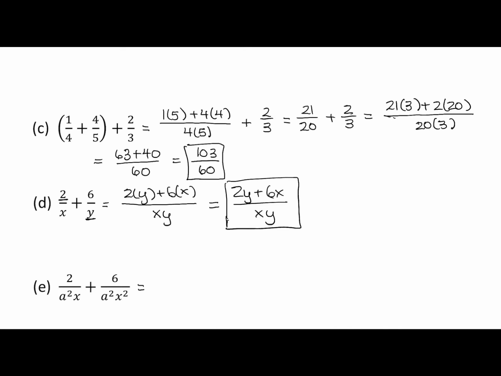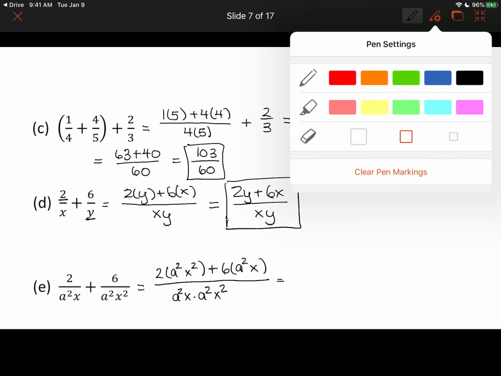Okay, so what do we have here? If I use the rule, I'm going to do 2 times a squared x squared plus 6 times a squared x all over a squared x times a squared x squared. All right, we can clean this up a little bit.